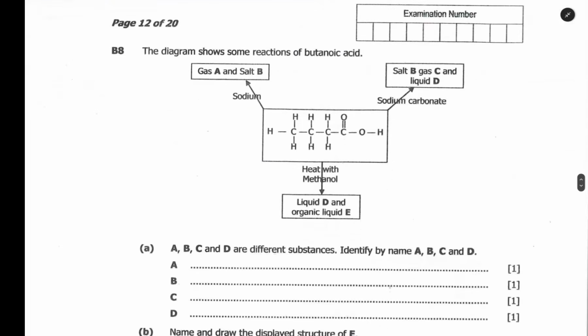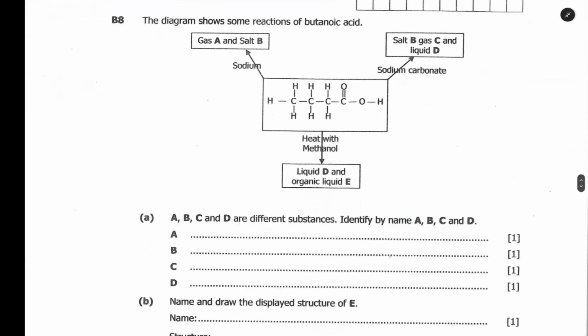All right, let us look at B8. The diagram below shows the reaction of butanoic acid. So, which means we know that this is an acid called butanoic acid. Okay, so what are the questions that follow on this reaction?